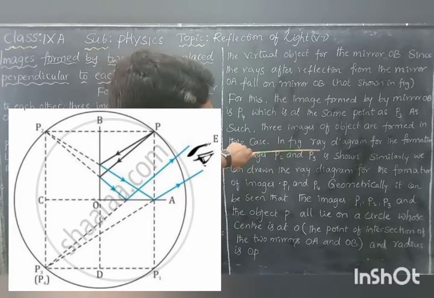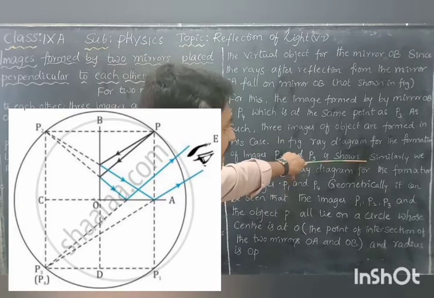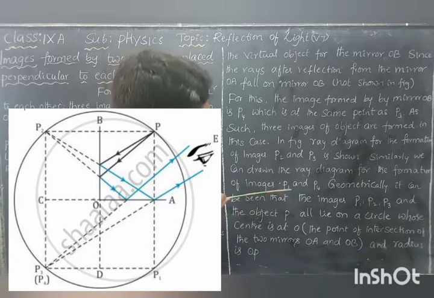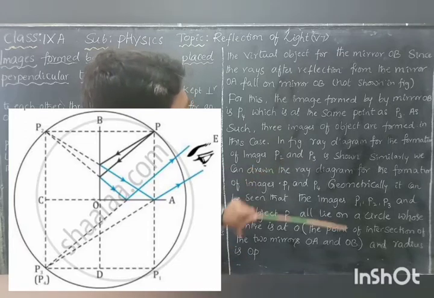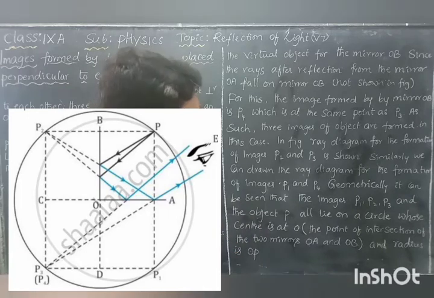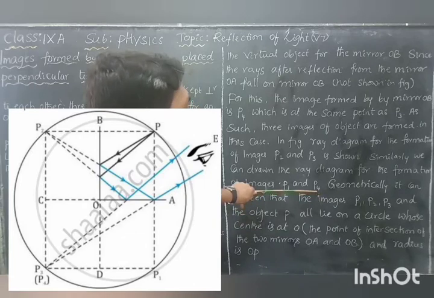In the figure, the ray diagram for the formation of images P2 and P3 is shown. Similarly, we can draw the ray diagram for the formation of images P1 and P4 also. Taking the virtual object P2, we can draw P3. In a similar way, taking P1, the image acts as a virtual object for the other mirror, and then again the image is P4.